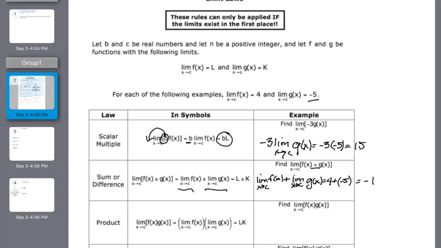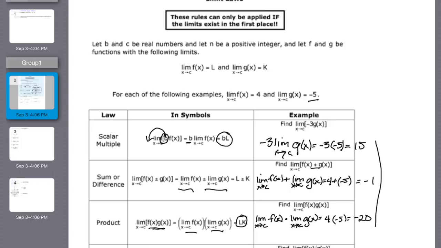Product rule says that if we have the product of two functions, we can evaluate the limit of them independently and then come back and just multiply their limits together. So for instance, if we take the limit as x approaches c of f of x, the limit as x approaches c of g of x independently, and then come back and multiply those together, we'd get, of course, we know f of x is 4, we know g of x is -5, and then the overall is actually -20.